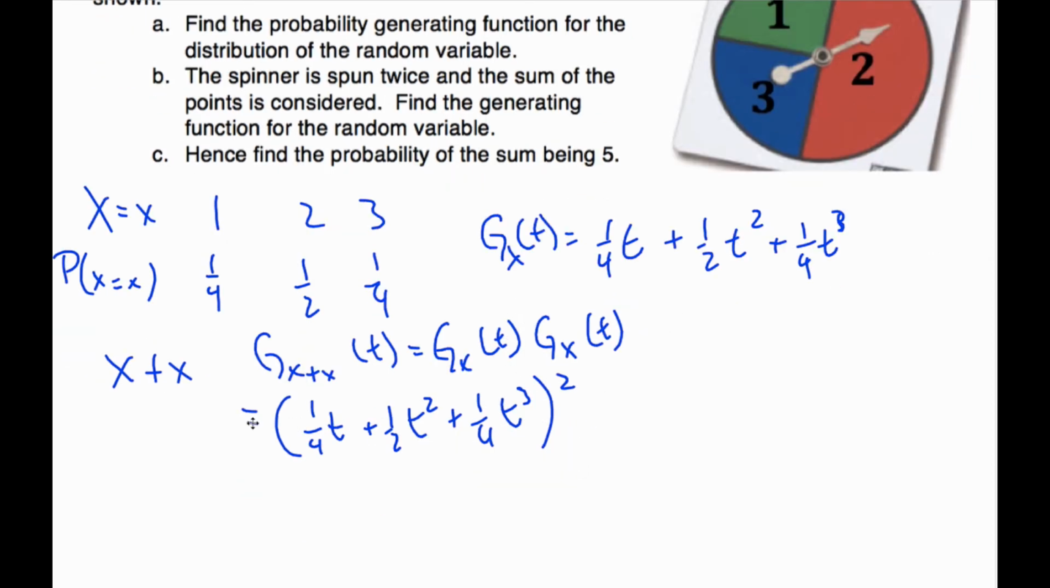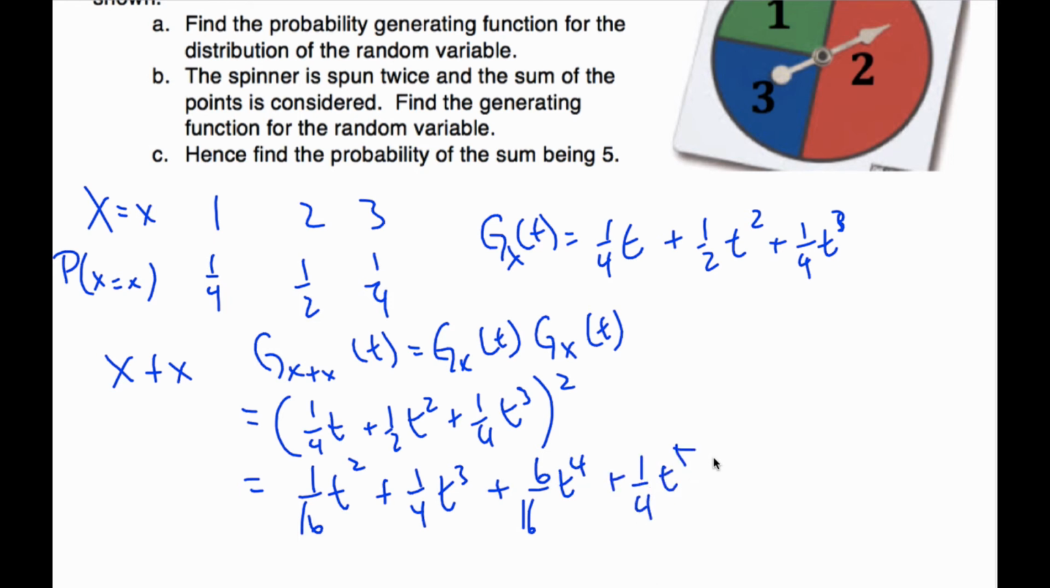When I multiply that all out, and I won't go through and do it, but you can try it yourselves if you don't believe me, the final answer is going to be 1/16 t squared plus 1/4 t cubed plus 6/16 t to the 4th plus 1/4 t to the 5 plus 1/16 t to the 6th. Okay, and so now this is the new generating function for the sum of two spins.